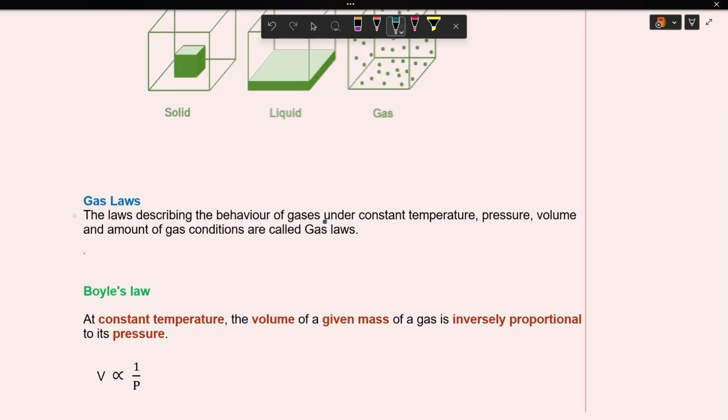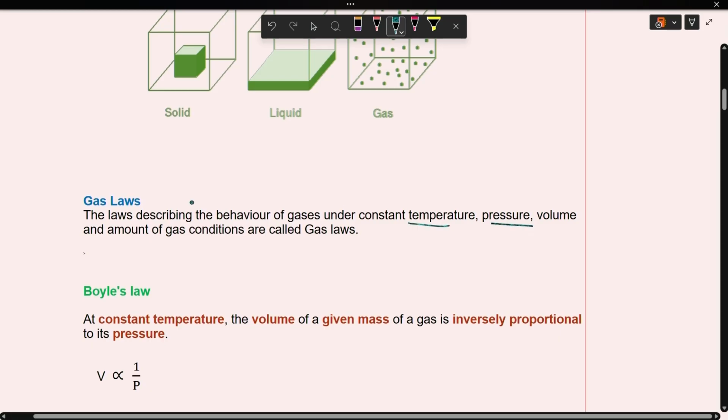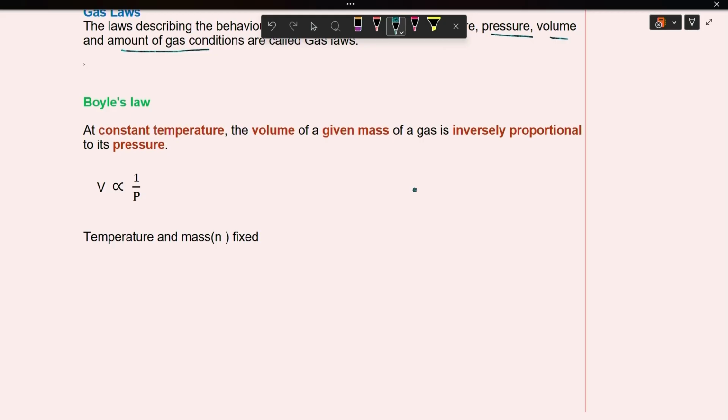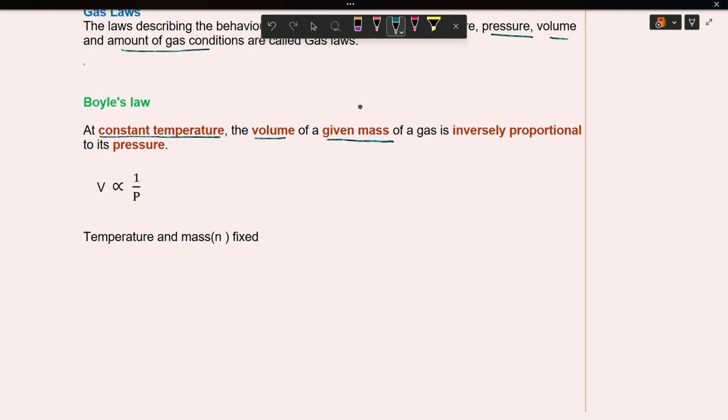They describe the behavior of gases under constant temperature, pressure, volume, amount of gas, etc. These laws are known as gas laws, and we will see the first one. The first law we will be seeing is Boyle's law, and in Boyle's law you can see that I have highlighted the points, that is, at constant temperature. It is very important that the temperature is constant. The volume of a given mass of a gas, that is also important, and given mass means the mass is fixed, which you can also say in other words as the number of moles being fixed.